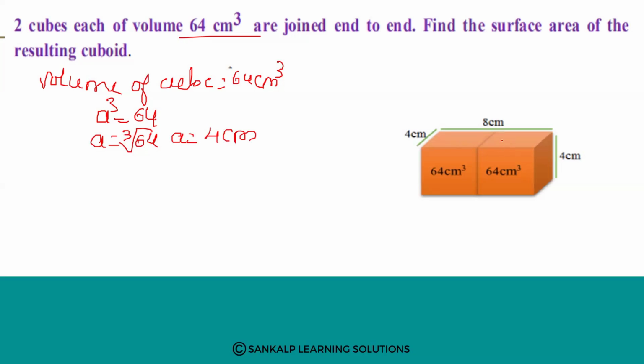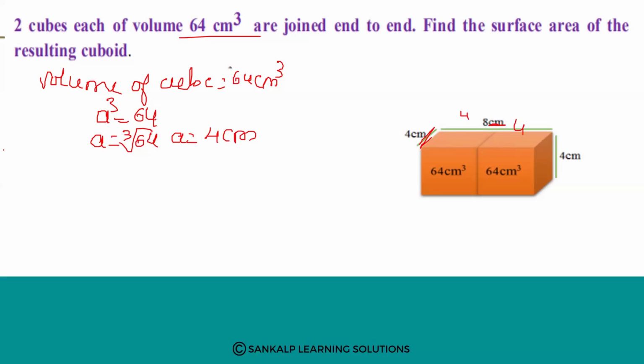So we are joining two cubes in order to form the cuboid. That means here, height is 4 centimeter, length is 4 plus 4, that is 8 centimeter, and breadth is 4 centimeter. Each side is of 4 centimeter.